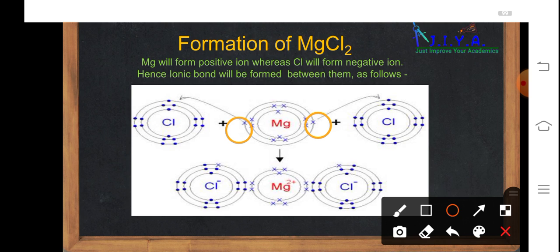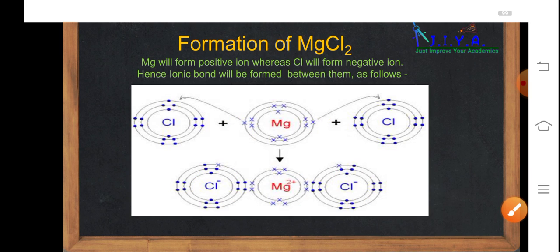So what will happen? Magnesium will give its electrons to the chlorine, and chlorine will gain the electron from the magnesium. Since magnesium has given two of its electrons, magnesium will gain 2 positive charges. Since chlorine has accepted 1 electron from magnesium, chlorine will acquire 1 negative charge. So ions are formed and strong forces of attraction occur between these ions, and this results in the formation of an ionic bond. So this is the formation of magnesium chloride.